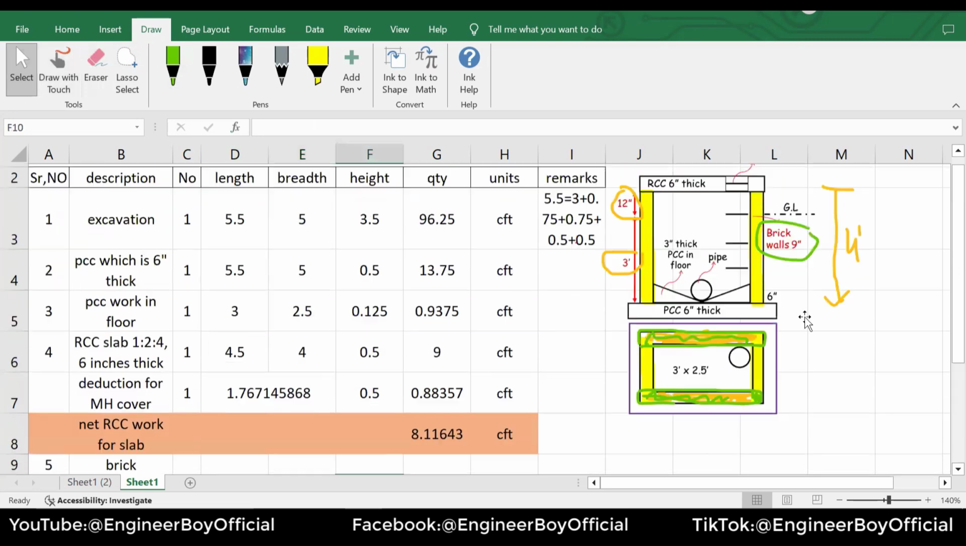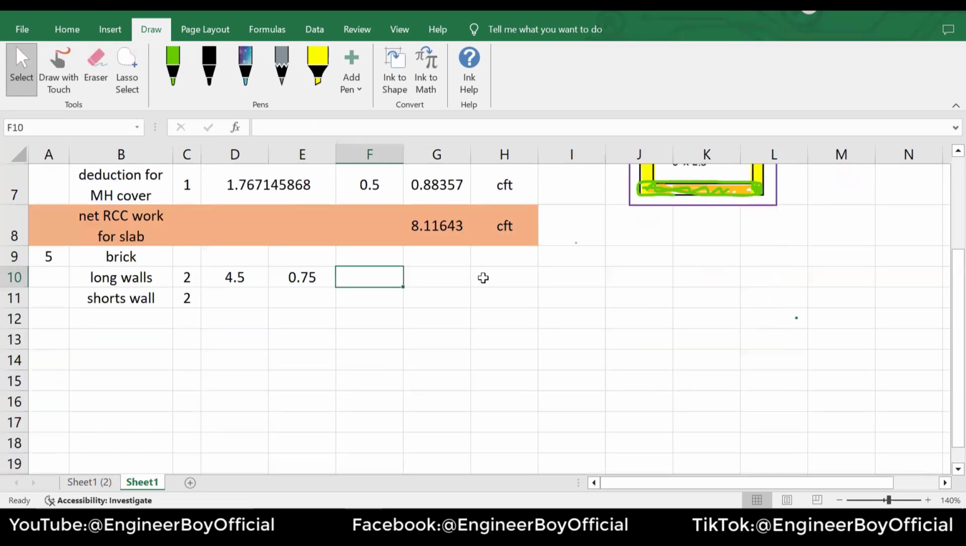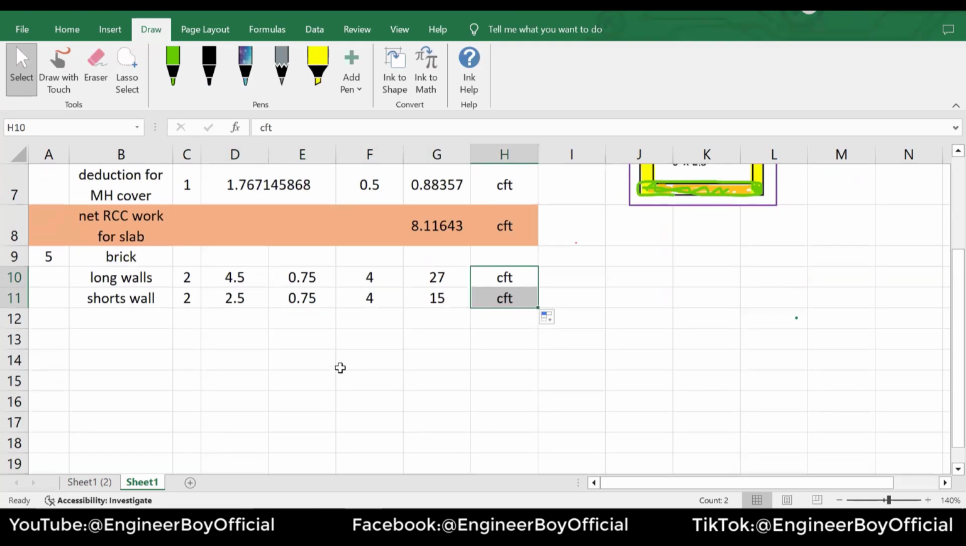And then of course the height, that is 4 feet, if you remember. We have already discussed that a few seconds ago. Okay, so 4. Now the quantity, we will copy the formula over here. So that's 27 CFT. These are the long walls. For the short walls, the length remains the same, which is 2.5. The breadth is the same, the height is the same. We will drag the formula and of course the unit.